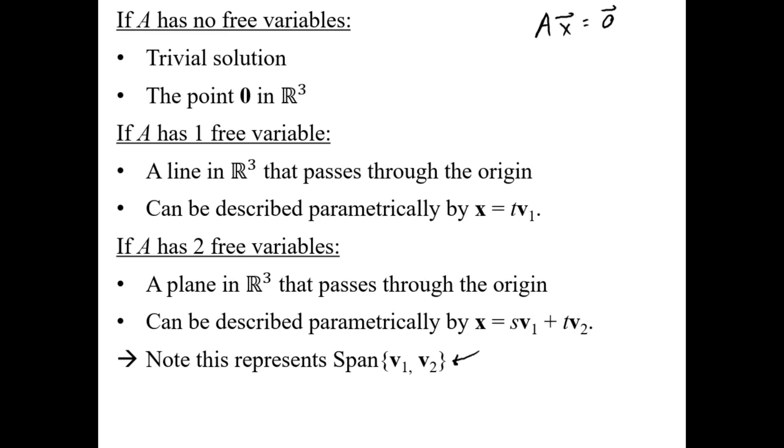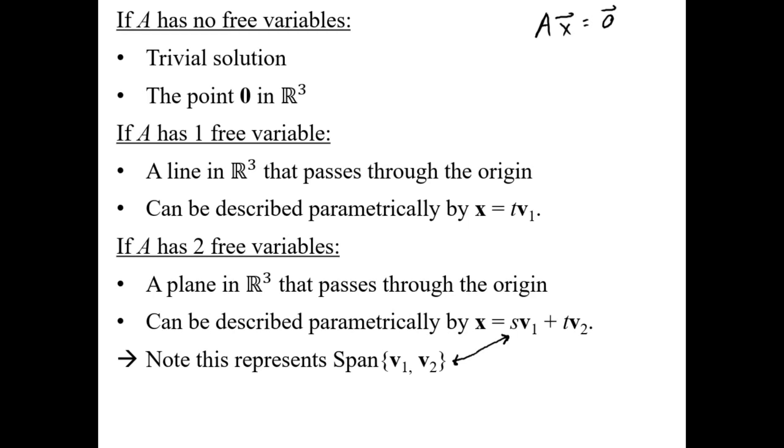Because what does it mean? What does the span mean? It means the set of all linear combinations of v1 and v2. Well, that's what our solution is. It's the set of all linear combinations of v1 and v2, because S and T could be any number. Pick a different number for S, different number for T, you get a new linear combination.